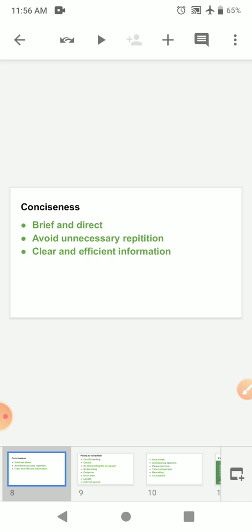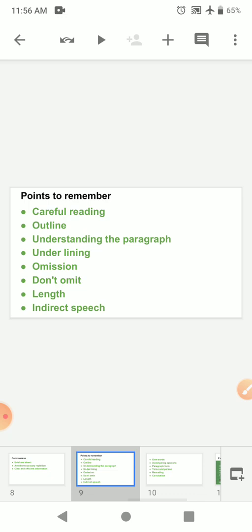So, a concise précis of a work conveys the message in the fewest possible words, but remember one thing: you should not omit basic and essential facts to achieve conciseness. Then we have some steps to follow while writing a précis. We have to keep these in mind. Few steps, they are careful reading.